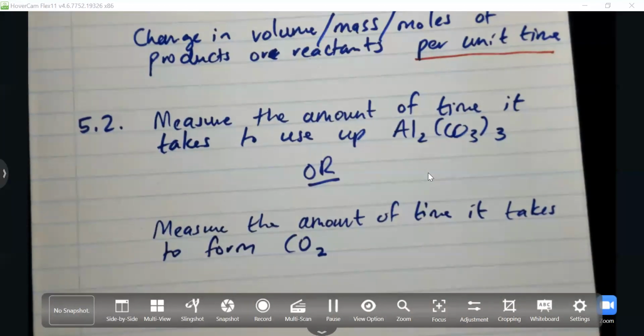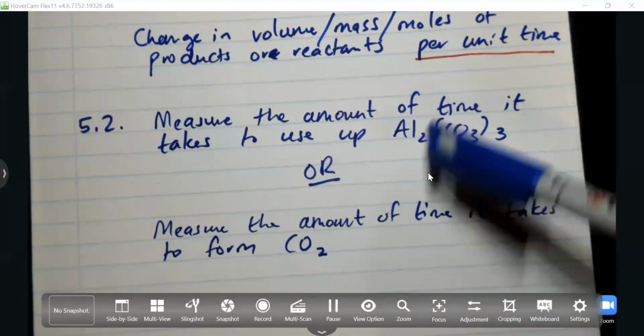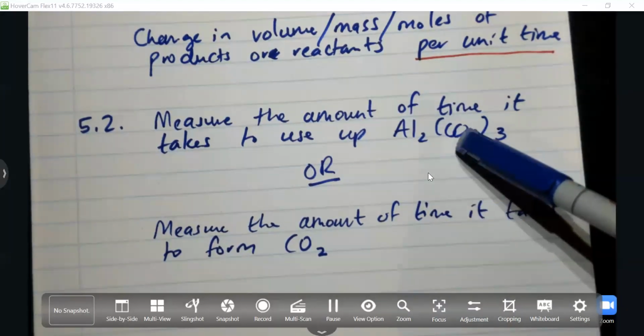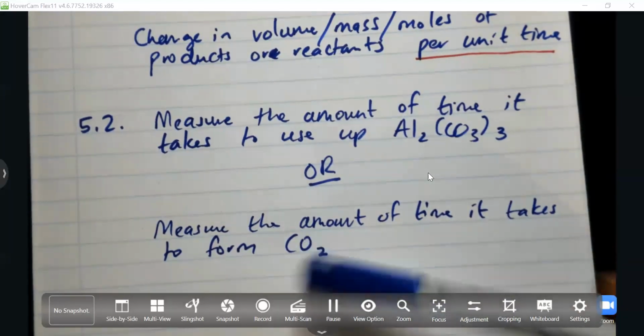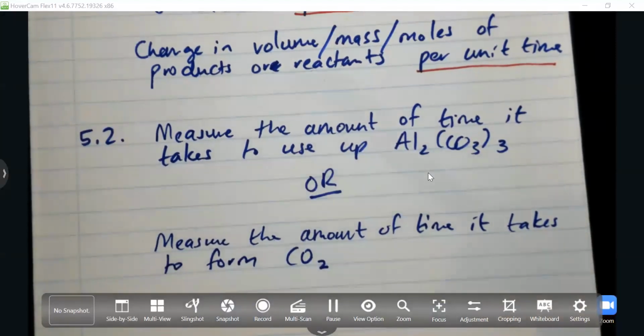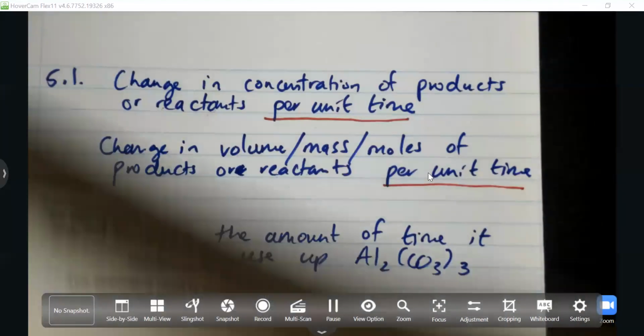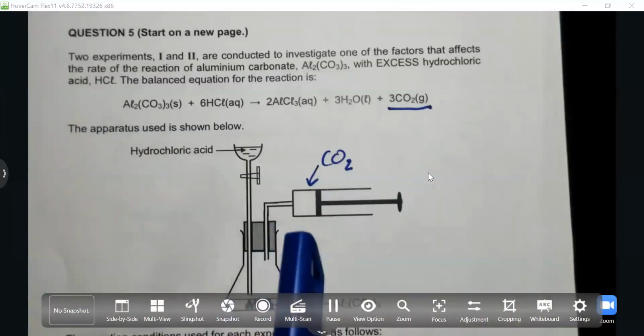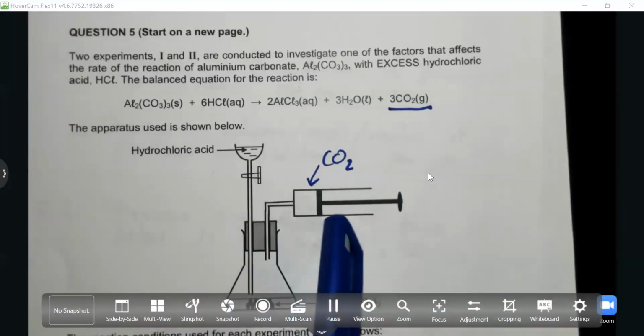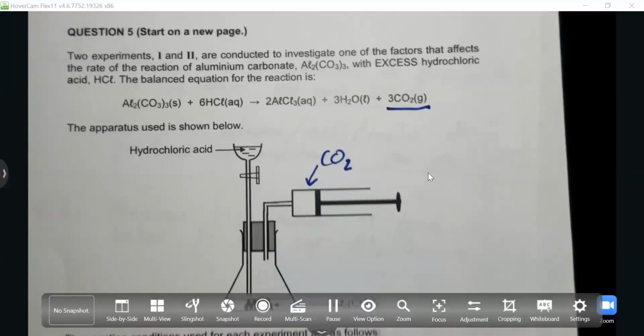Okay. And in each of these situations, our aluminium carbonate or our carbon dioxide will be measured in either volume or mass or moles. But for this particular question, we can see that they're using a syringe. So a syringe measures volume. So they're measuring volume of CO2 that is formed.